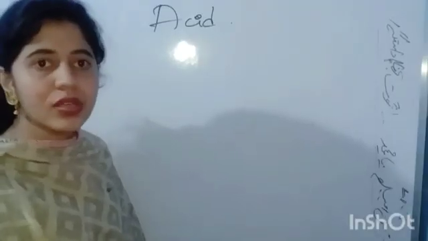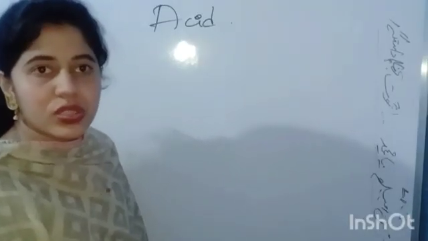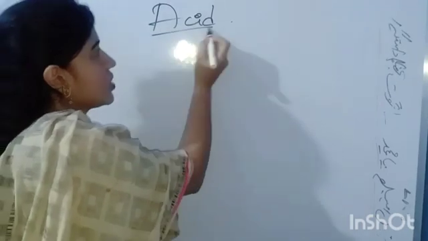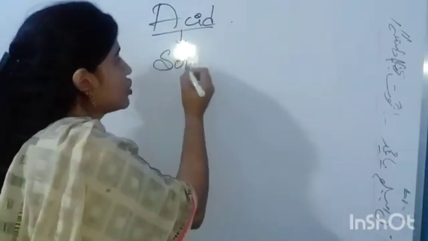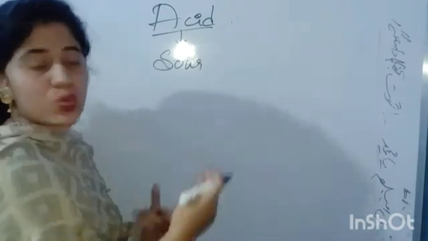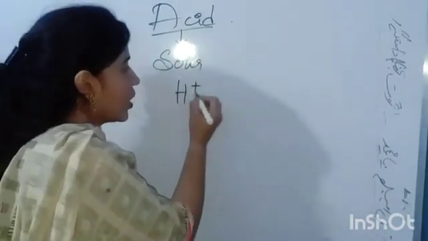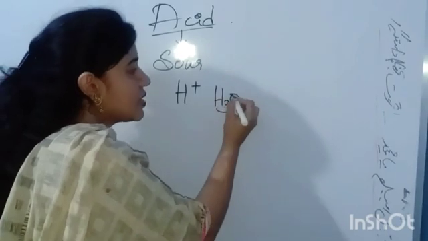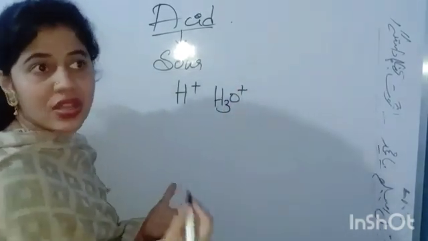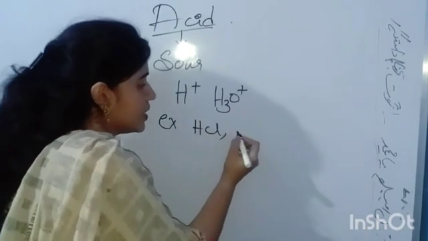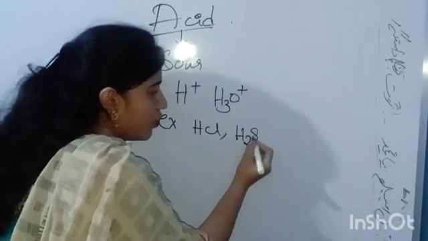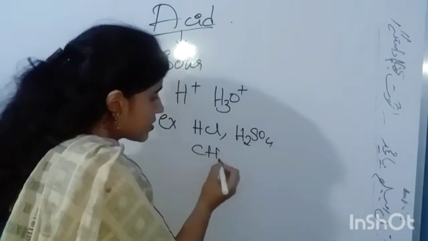I'm Zara Fatima. Today we are going to learn about the word acid, which is derived from the Latin word acidus, which is mainly as a source. The substance which gives H+ ion and H3O+ ion is said to be an acid. Examples of these acids are HCl, sulfuric acid H2SO4 and acetic acid.